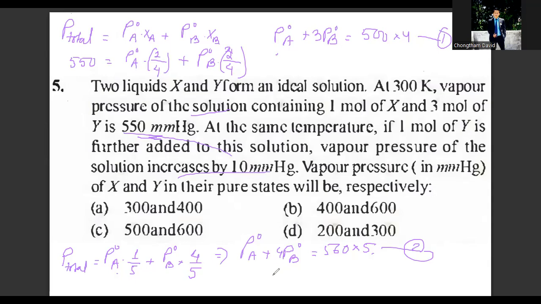By solving 1 and 2, you get P naught B as 600 approximately, and P naught A would be, do the solving part, you can subtract equation number 1 and 2 by any method, elimination or substitution. So 400. So the answer would be 400 for X and 600 for Y. So the answer would be option B. I hope it's clear, crystal clear.